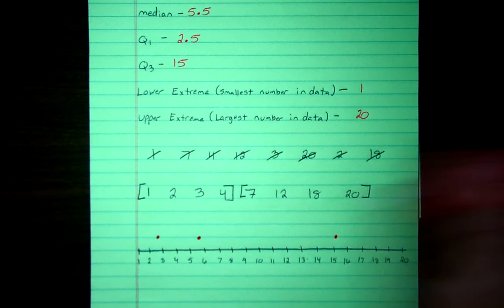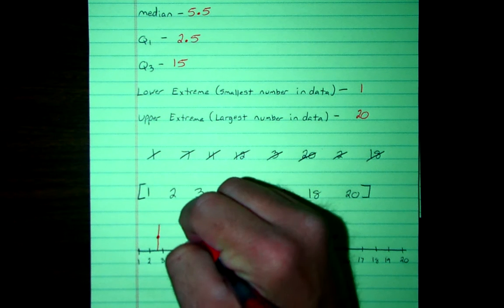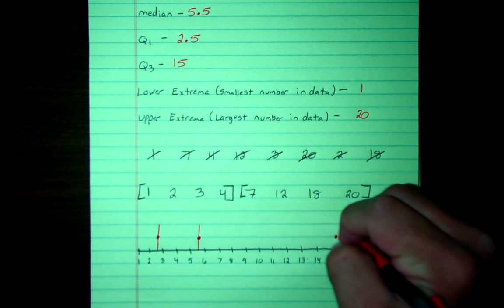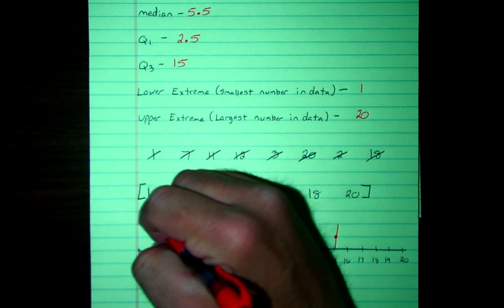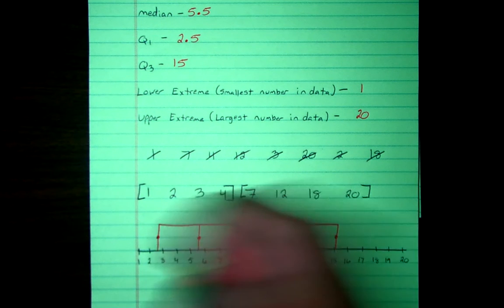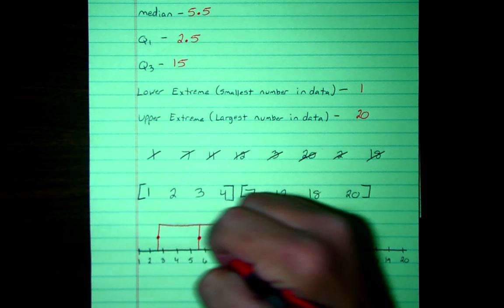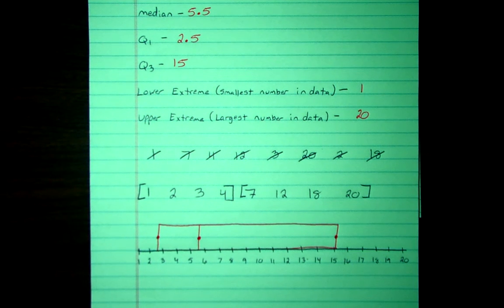So what I'm going to do now is draw a line straight down through each of these dots. And now connect the top. Connect the bottom. There you go. Look at that. You got a box. Now we need my whiskers.